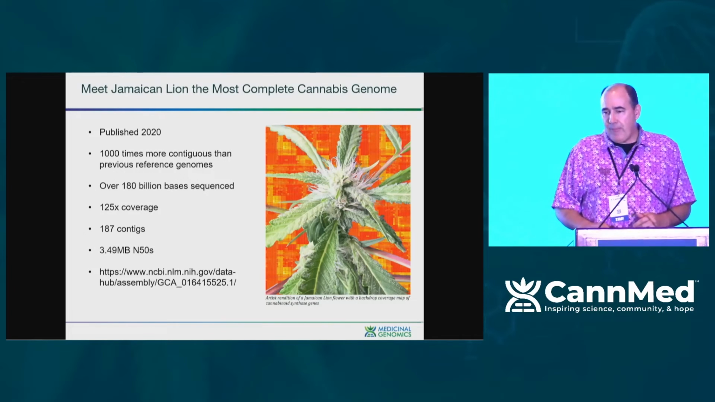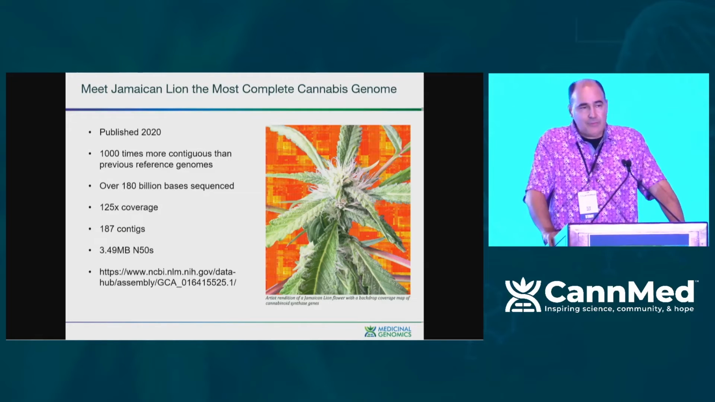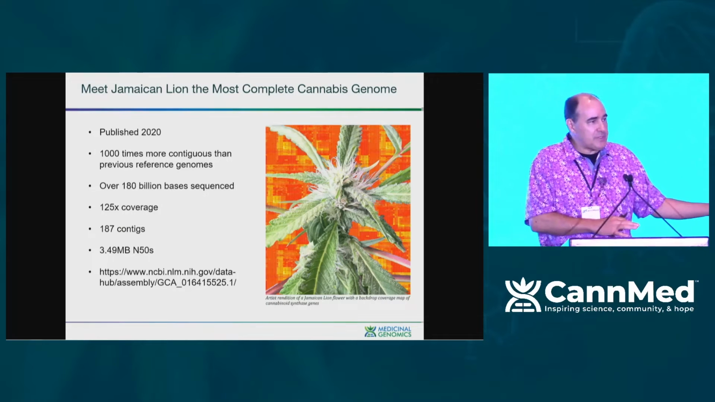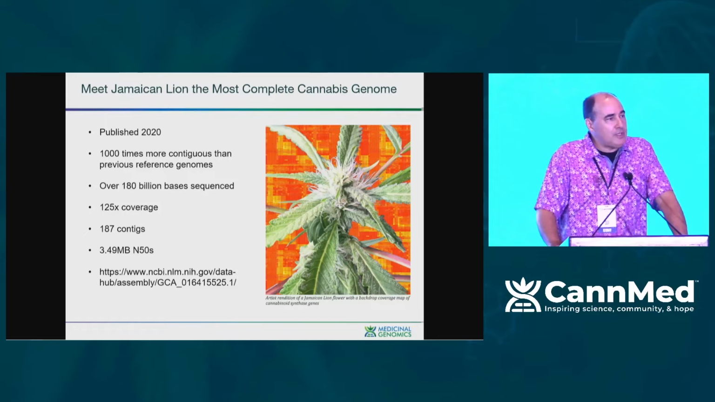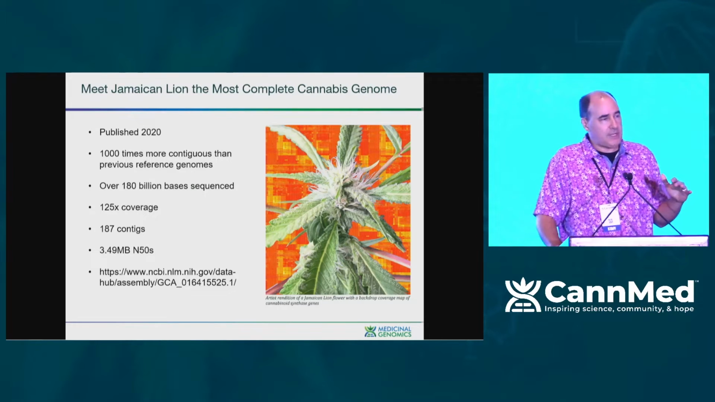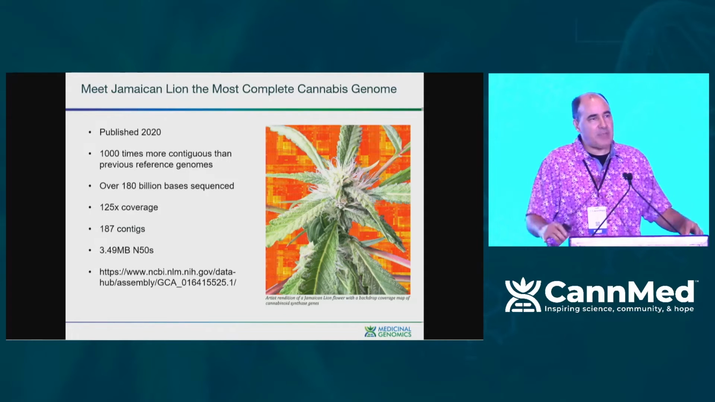Okay, so before the pandemic, which seems like yesterday, right? We put out this Jamaican Lion reference that Seth was speaking about. This was 1,000 times more contiguous than the short read assemblies that existed before it. But we had to use a technology from PacBio that isn't quite what they have today. It's known as CLR technology, which was a continuous long read technology that could do about 80 kb reads.